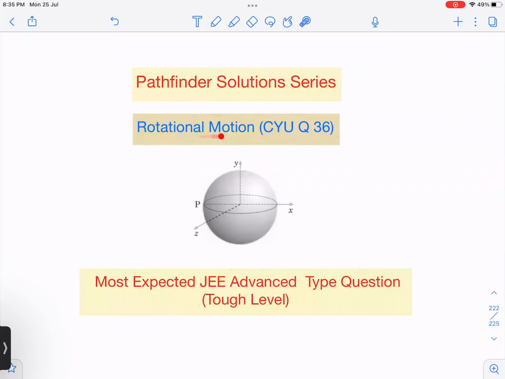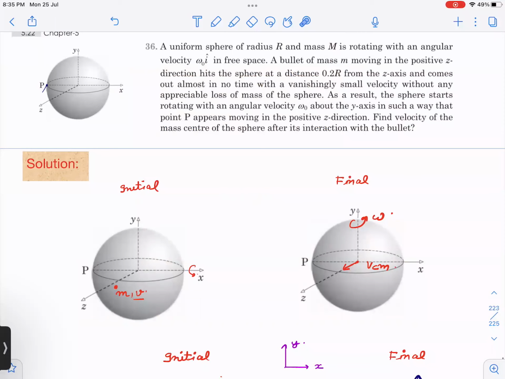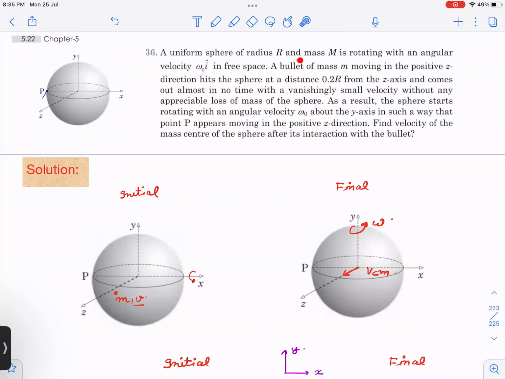This is rotational motion. Check your understanding. Question number 36 from the book Pathfinder. Let us see what the question is. The question is that there is a uniform sphere of radius r and mass m.